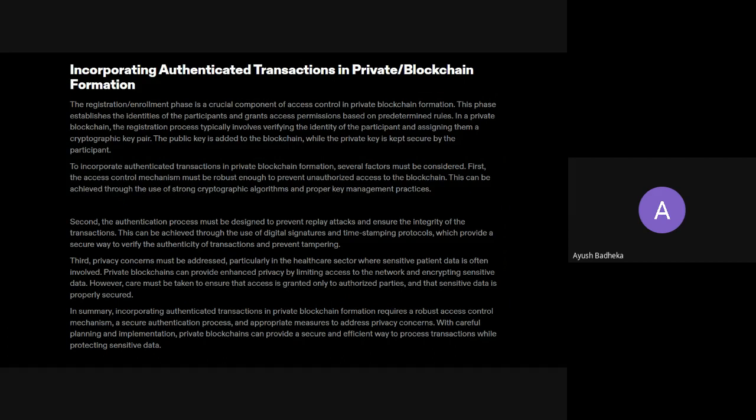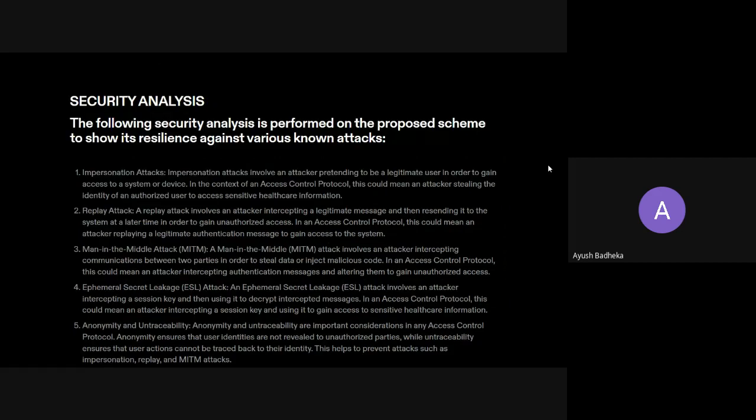With careful planning and implementation, private blockchains can provide a secure and efficient way to process transactions while protecting sensitive data. So while running on two different entities, the application must be sure and secure of making sure that the transactions are being processed in a particular manner, and at the same time making sure that the protection of sensitive data is also taken into consideration.